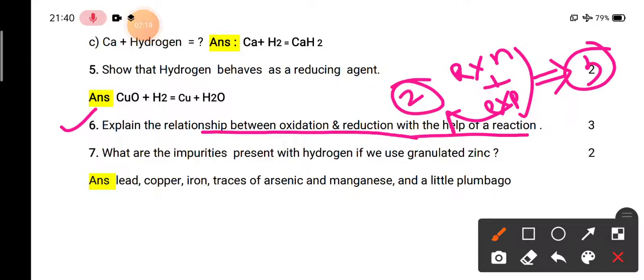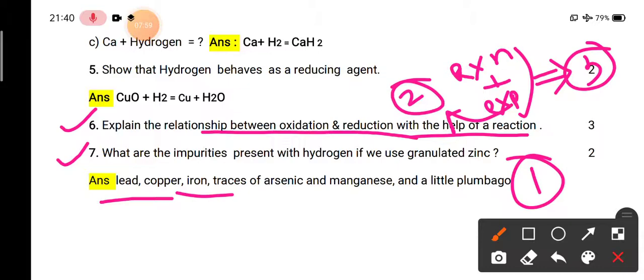Okay, so let's move to the last question, that is, what are the impurities present with hydrogen if you use granulated zinc. So there are so many of them. If you write any 2 of them, like lead, copper, iron, or lithium, plumbago, arsenic, manganese, any 2 of those, you will get 2 marks. If you write only 1, then you will get only 1 mark. Write any 2 of them. If you have written only 1, then you will get only 1 mark.